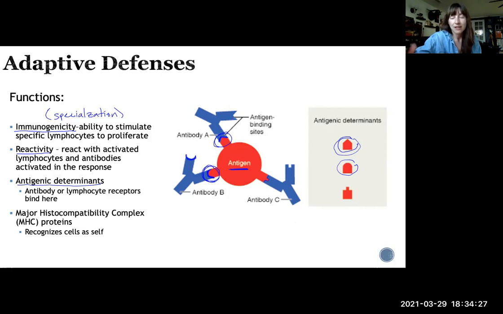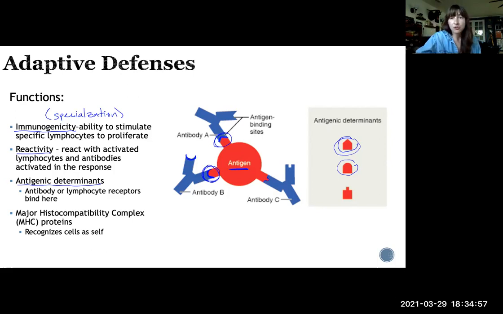And another very, very important function of your adaptive response is those major histocompatibility complexes. This is critical. Your immune system needs to be able to recognize your cells as opposed to other cells, right? So self versus non-self. Any kind of a pathogen is considered non-self. Any kind of a molecule that's not recognized as being produced by a human cell is technically non-self.